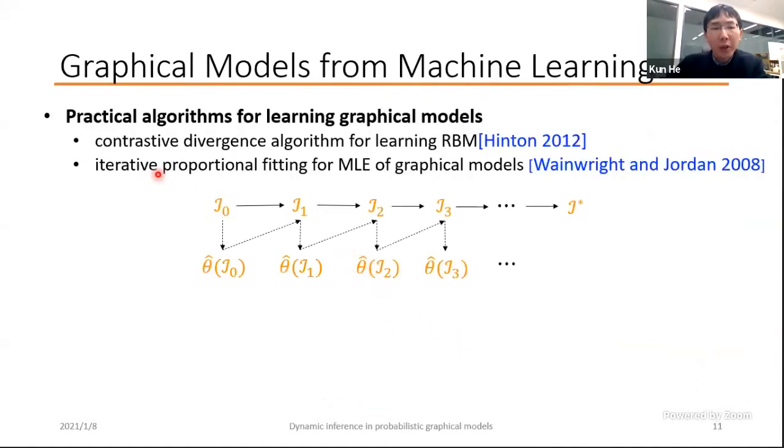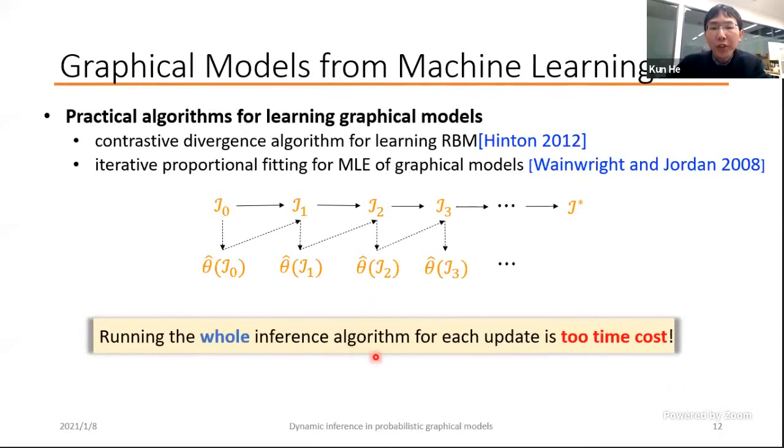Another example is the practical algorithms for learning the graphical models. In these algorithms, the optimal model I star is obtained by updating the parameters of the graphical model iteratively. For these algorithms, running the core inference algorithm for each update is also too time costly.